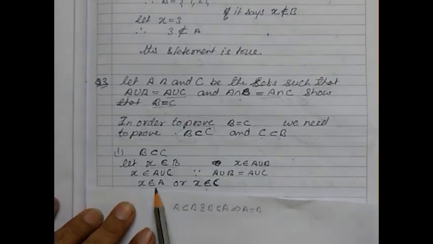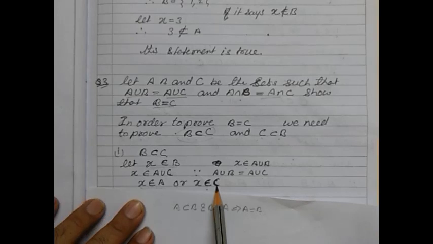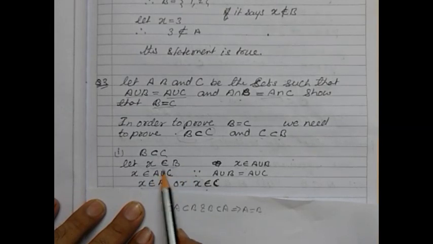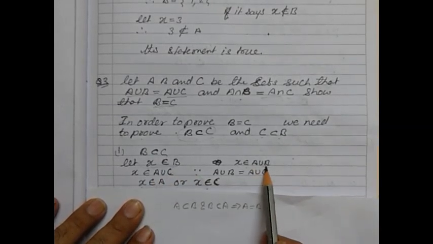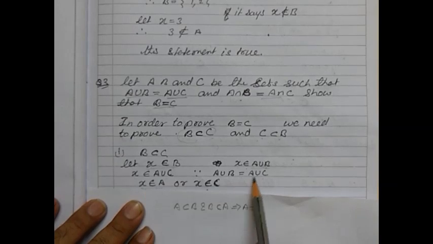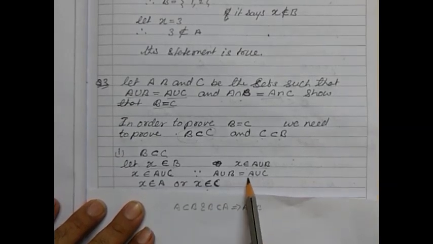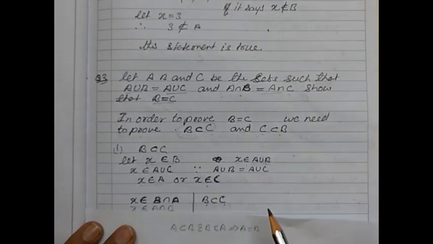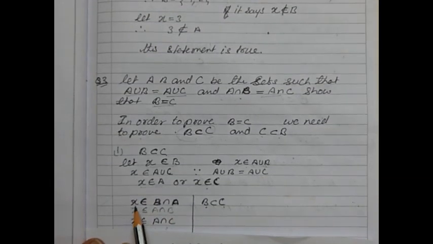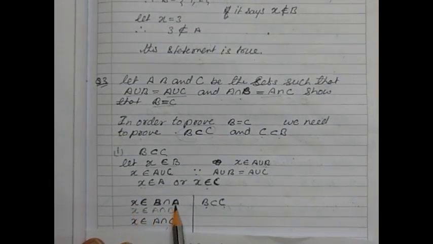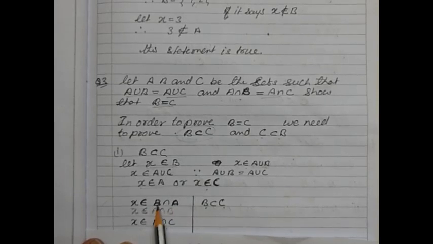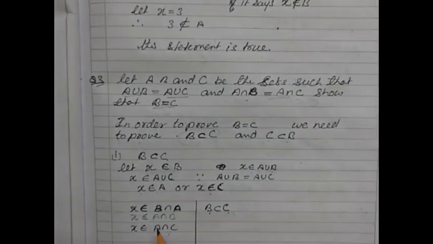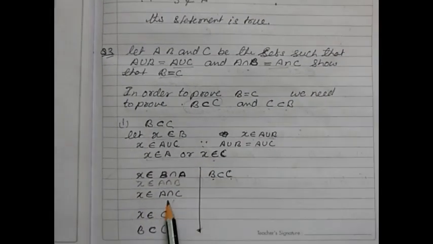So either X belongs to A or X belongs to C. When we say A union C, either it belongs to A or it belongs to C. So if it belongs to A, we can say that X belongs to A intersection B or not. Whether I write it B intersection A or A intersection B, it is the same. So here X belongs to A intersection C.